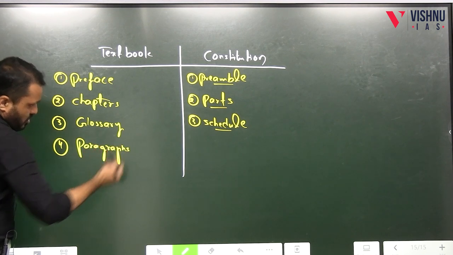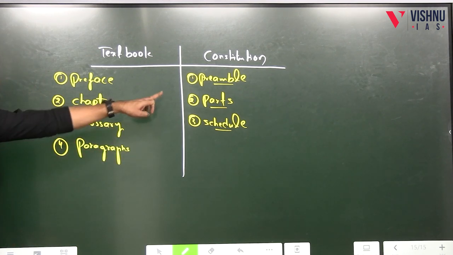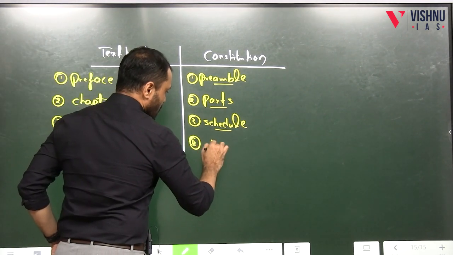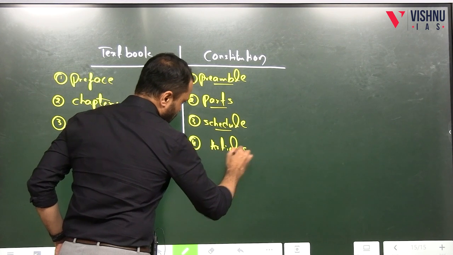And the entire textbook is divided into chapters, each chapter will contain a number of paragraphs. Okay. In the constitution also, each part will contain a number of paragraphs. But here these paragraphs are numbered paragraphs. These numbered paragraphs are nothing but what? Article.